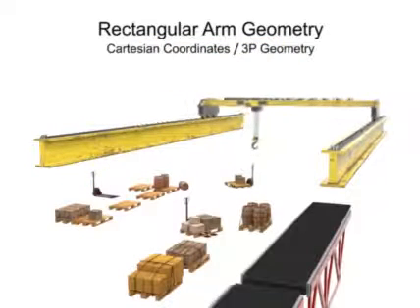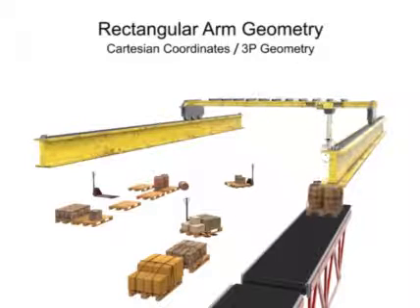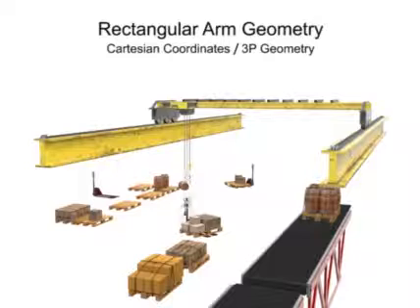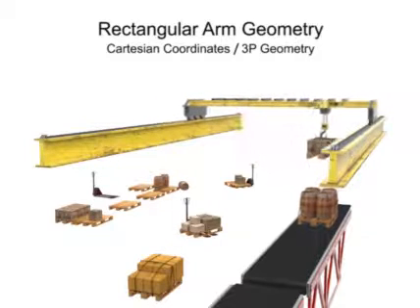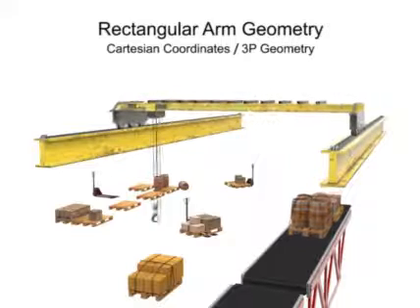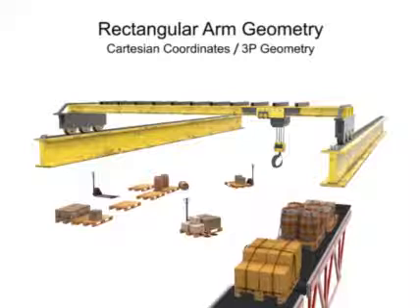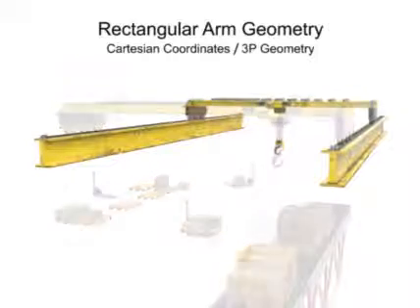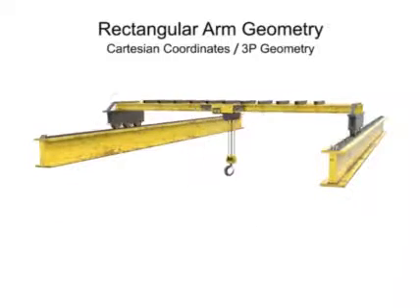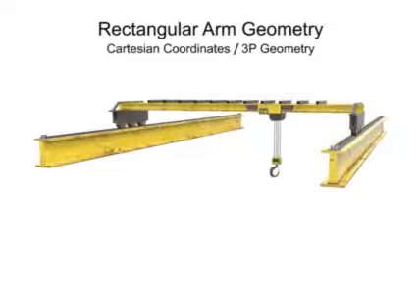This type of geometry is most commonly used with pick-and-place or large overhead-mounted robots. Rectangular arm geometry robots can only move linearly in each direction. An overhead crane robot is a good example of this type of motion. It can move forward and backward, left and right, and up and down.